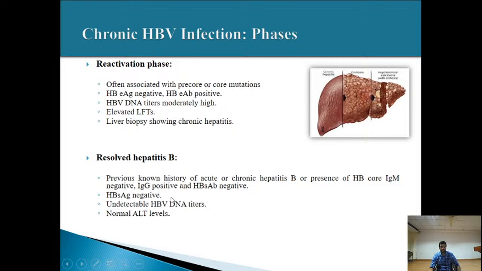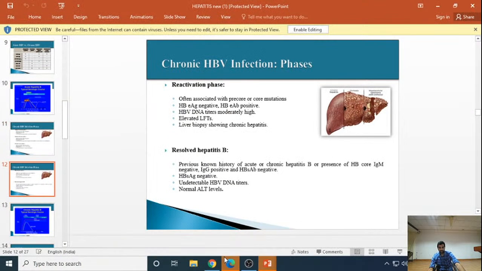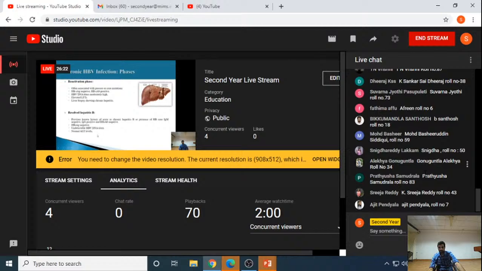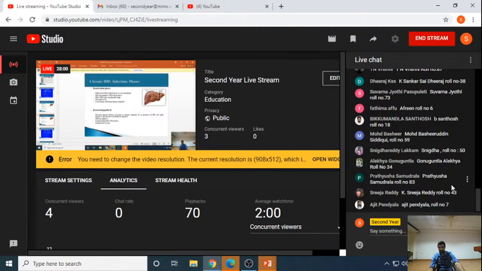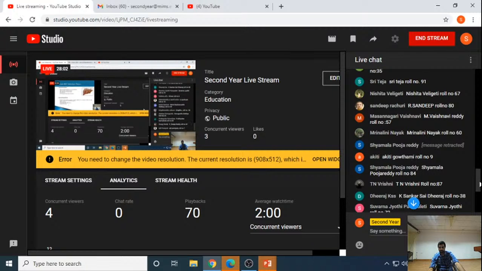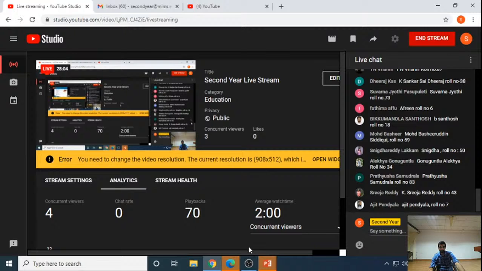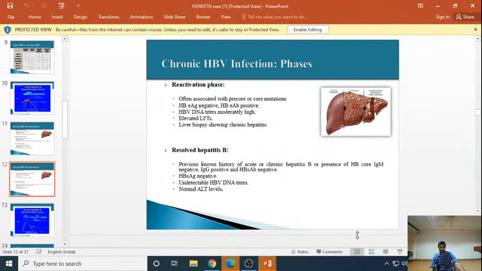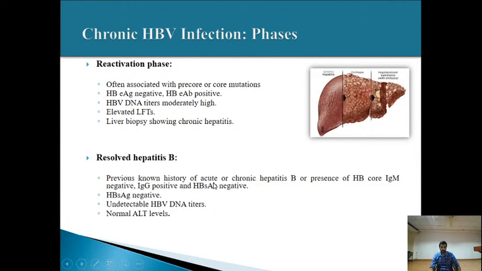The next phase is resolved hepatitis. What is resolved hepatitis? Okay, still no questions, right? In these patients, the virus is 99.99% eliminated from the body. Virus doesn't replicate at all in the body, and surface antigen also becomes negative, and surface antibody becomes positive.